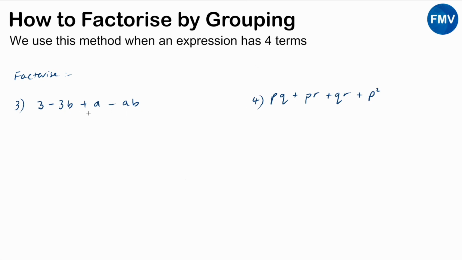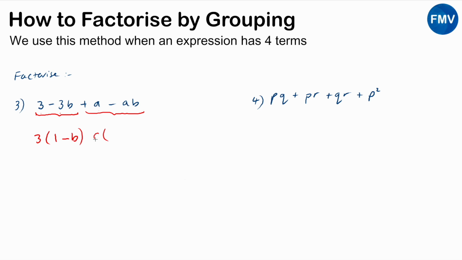With this next one, just be careful with the signs. Now, what I would choose to do here is I would choose to keep the 2 3's together and the 2 A's together. So we have got 3 bracket. Now, this is where it gets confusing. I need to put a 1 in here because 3 times 1 is 3. Now, 3 times minus B is minus 3B.